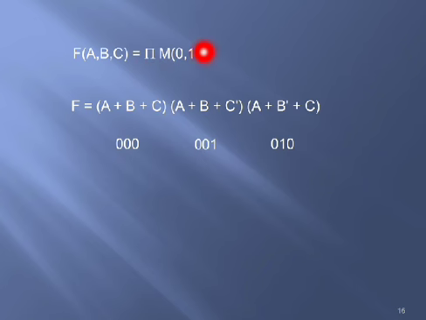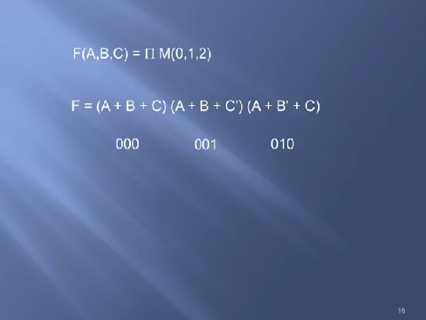Max terms are nothing but sum terms, and you are doing the product of these sum terms M0, M1 and M2. That becomes the representation of the given truth table in the form of standard product of sum form.